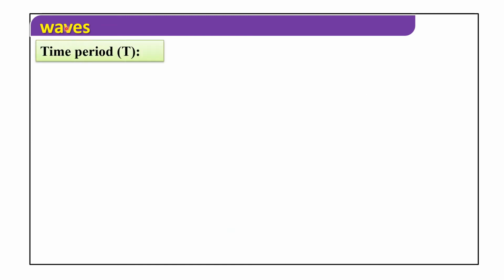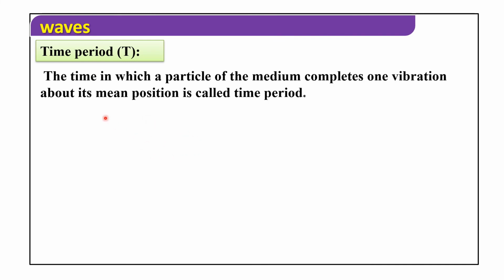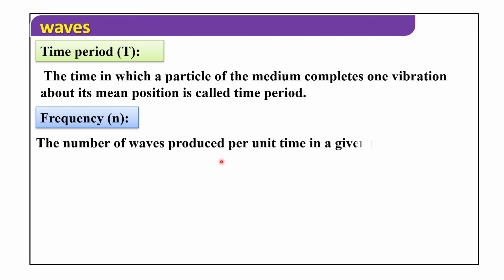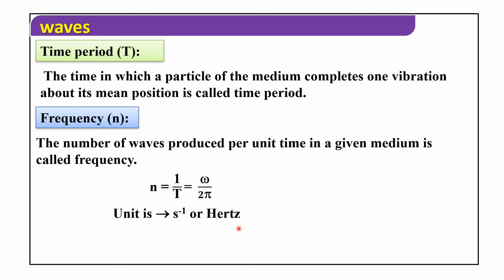Next, time period. Time taken by the particle to complete one vibration is known as time period. The time in which the particle of the medium completes one vibration about its mean position is called time period. Next, frequency. The number of waves produced per unit time in a given medium is called frequency. Frequency is denoted by the letter n, equal to 1 by T. Frequency is also defined as the reciprocal of time period, giving frequency omega by 2 pi. So, unit is second inverse or hertz. T is equal to 2 pi by omega. So, time period T is equal to 2 pi by omega. n is equal to 1 by T or omega by 2 pi.